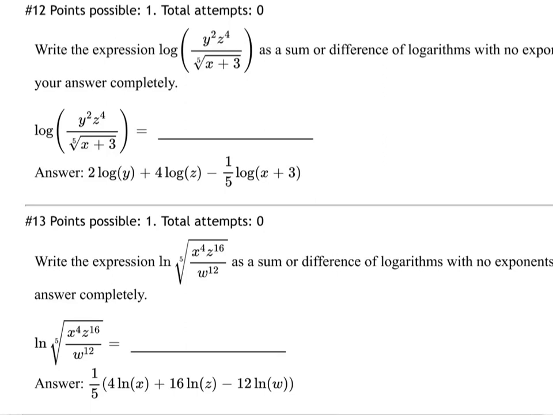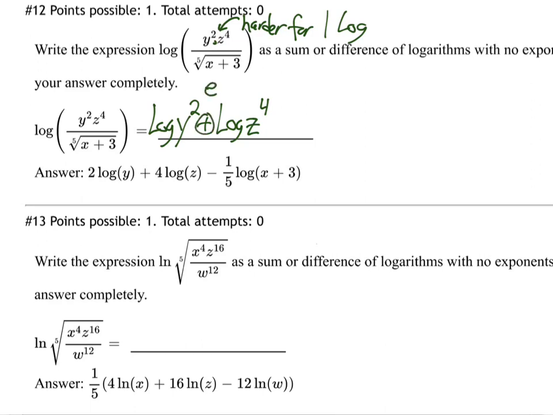Okay, so same kind of thing on this one. I'm going to make it several logs. So log y squared plus log z to the fourth, because this is multiply up here. That's multiply, a harder operation for one log. That becomes adding, easier for two logs. Minus, this divide becomes minus log fifth root x plus 3.